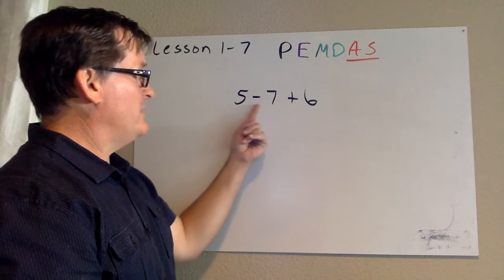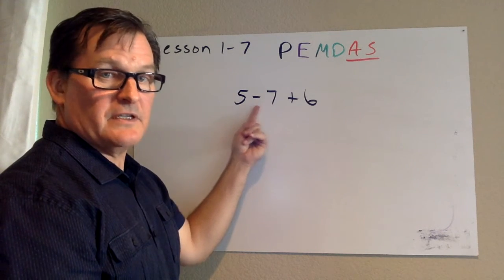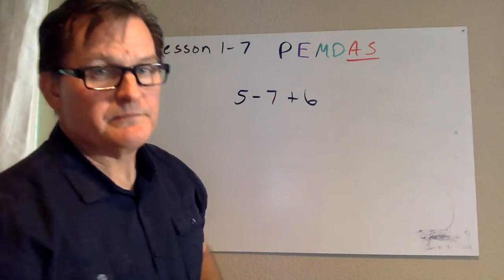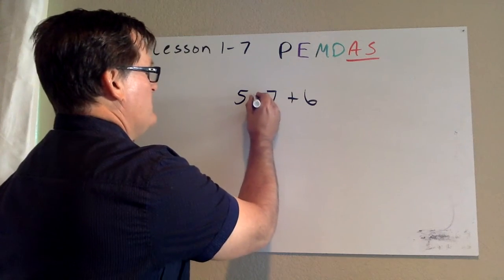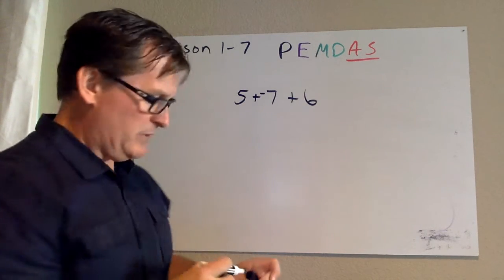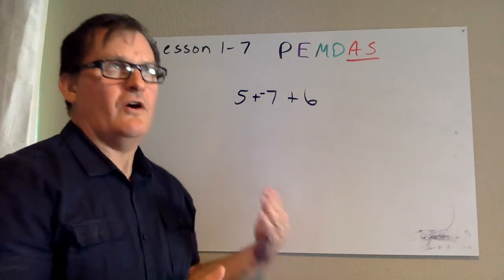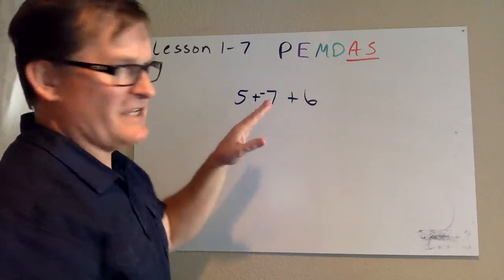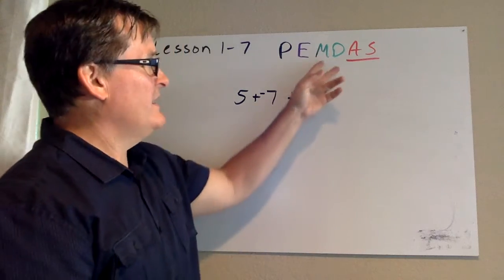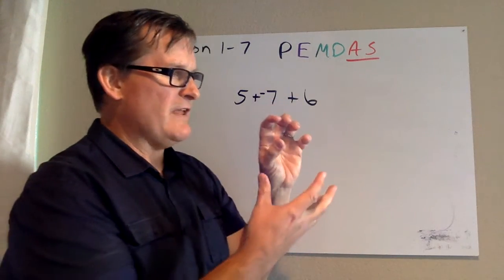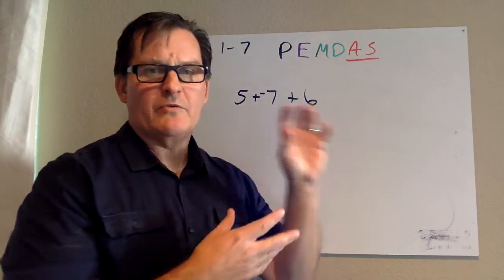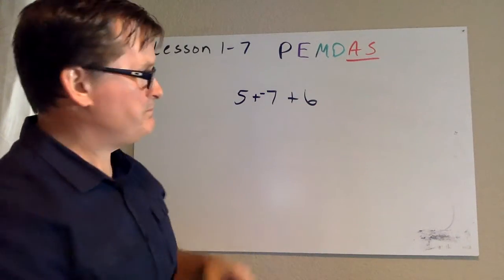So the first thing we're going to do here is the subtraction, the 5 minus 7. And actually, if we change that, which I think you've been taught to do, 5 plus negative 7 is the same as minus 7. Now it's addition anyway, although it's really subtraction. I know that's kind of confusing, but they're one and the same. And really, they're the same power of operator, which is why we do them at the same time.